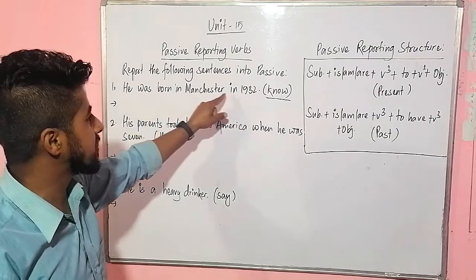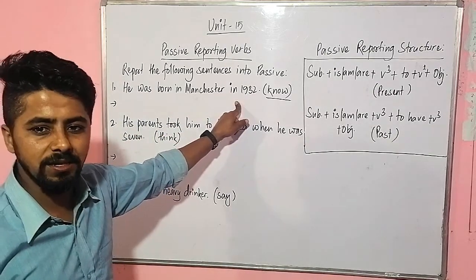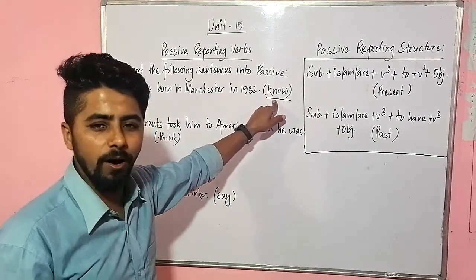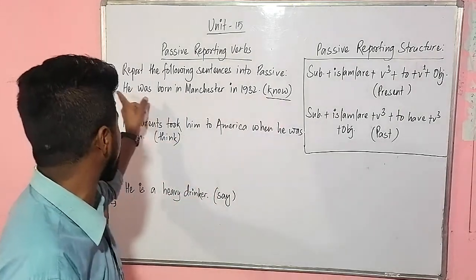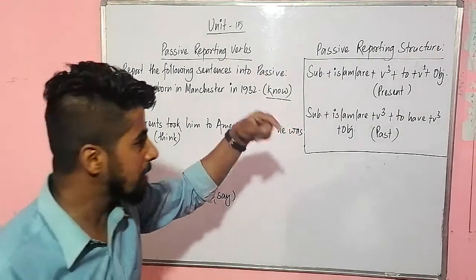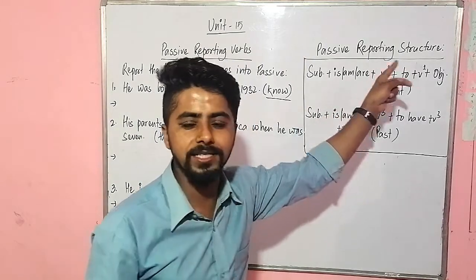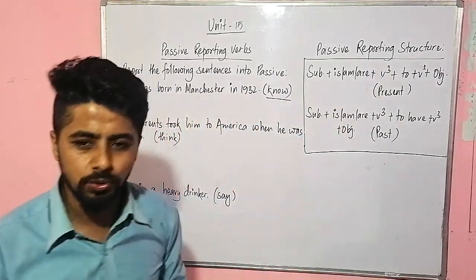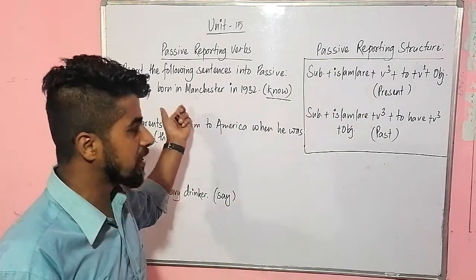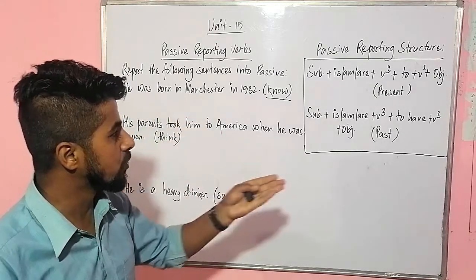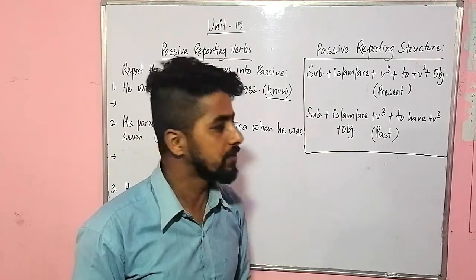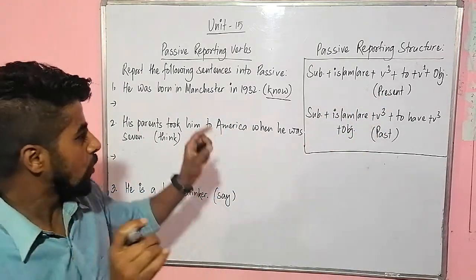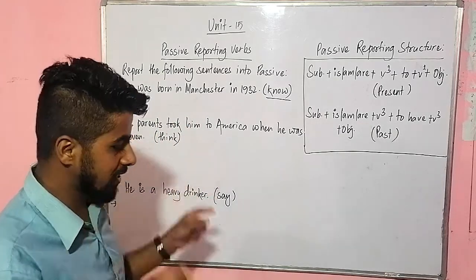"He was born in Manchester in 1932" is the sentence given to us, which should be changed into passive, and the verb is given in the bracket there. The verb given in the first sentence is "no", so the same verb should be changed into the third form, that is the past participle form. And after that there will be use of to plus V1. The verb will be given in your sentence, and the remaining part should be copied, that is the object. So this is the structure that can be used for the sentences which are given in the present tense.